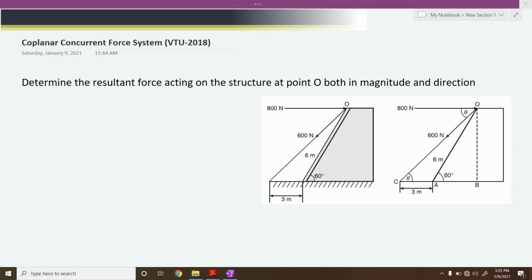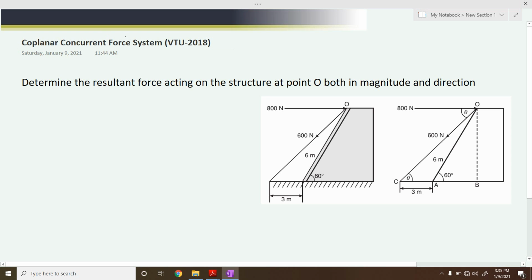Hello everyone. In this video we are going to see another problem on coplanar concurrent force system which was asked in the year 2018. Determine the resultant force acting on the structure at point O. So this is the point O we have. We have to determine the resultant which is acting at point O both in magnitude and direction.